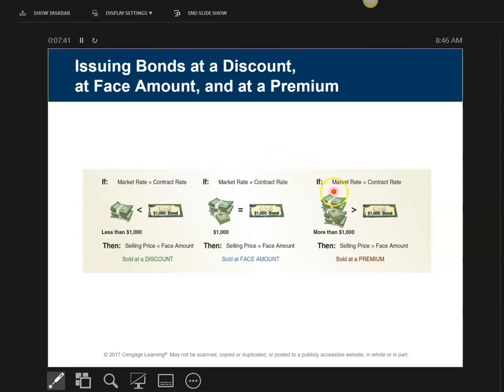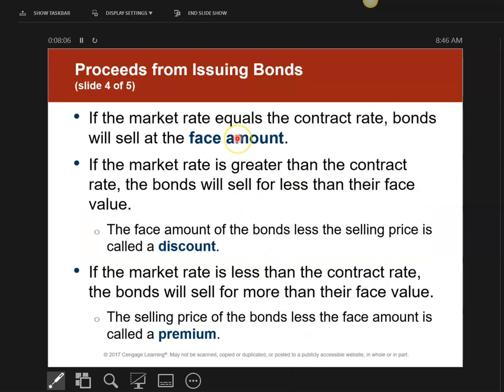And finally, if market rate is less than contract rate, then I'm going to sell it above $1,000, or more than $1,000. That's called a premium. So basically, I'm offering you 10%. That's my contract rate, and market might be 8%. Well, you'll buy from me because I'm going to offer you a bigger return on your money. I can actually get more money up front. So these are very important factors here: face value or face amount, discount when market is greater than contract, premium when market is less. Extremely important to write down and take notes on this.